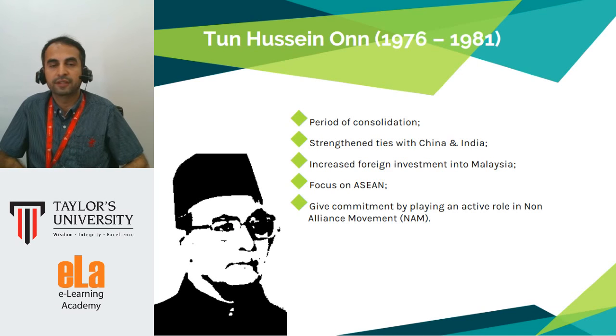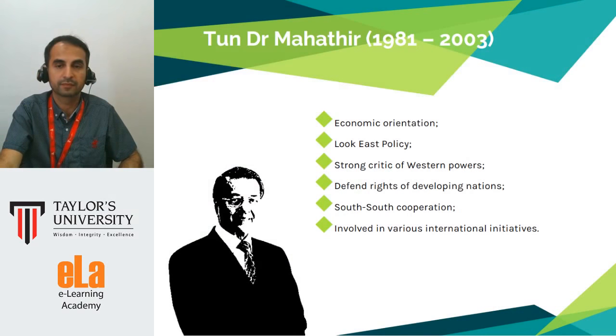Under the leadership of Tun Hussein Onn, the third Malaysian Prime Minister, this period was known as a period of consolidation, which means that we tried to strengthen the relationships that we had with China and India in order to increase foreign investments in Malaysia. Not only that, we also focused and gave full commitment to ASEAN, which means we participated in all ASEAN programs and activities. Besides, we also gave full commitment to the NAM, the Non-Aligned Movement.